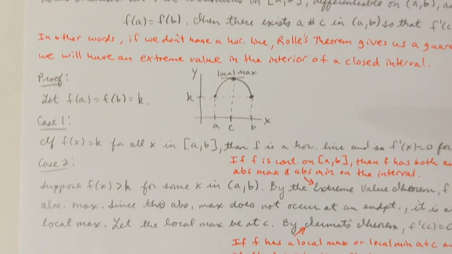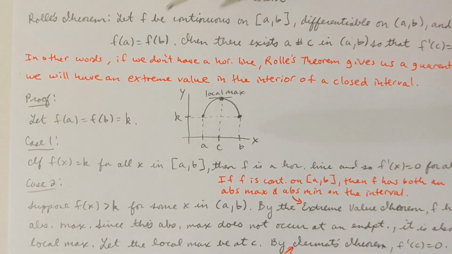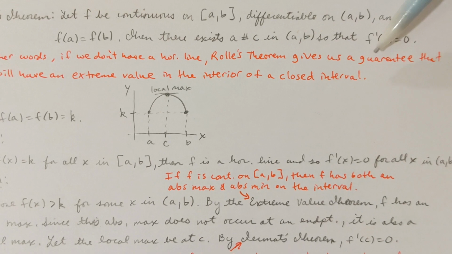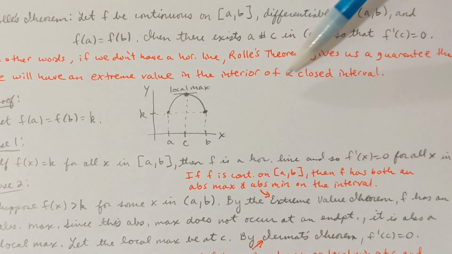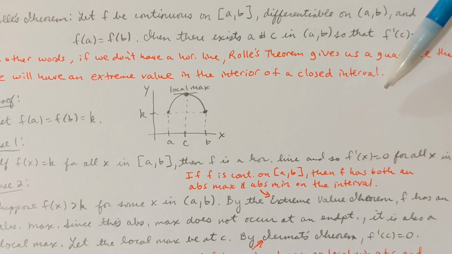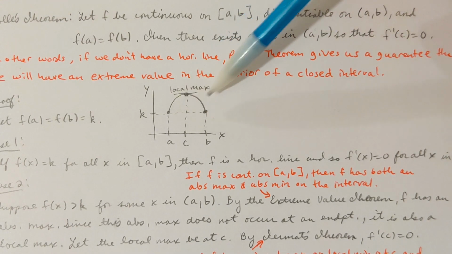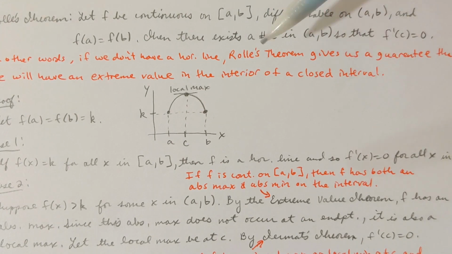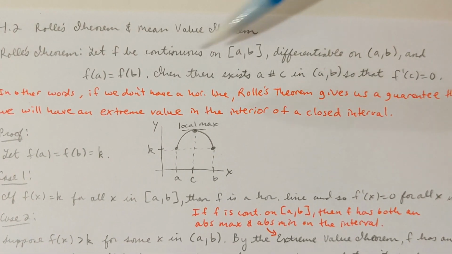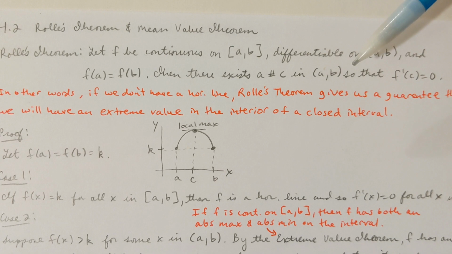Again, the main idea with Rolle's theorem is that it gives us a guarantee that we will have an extreme value on the interior of a closed interval. So somewhere between a and b, you're going to have a local max or a local min, by Rolle's theorem, if these three conditions are satisfied.